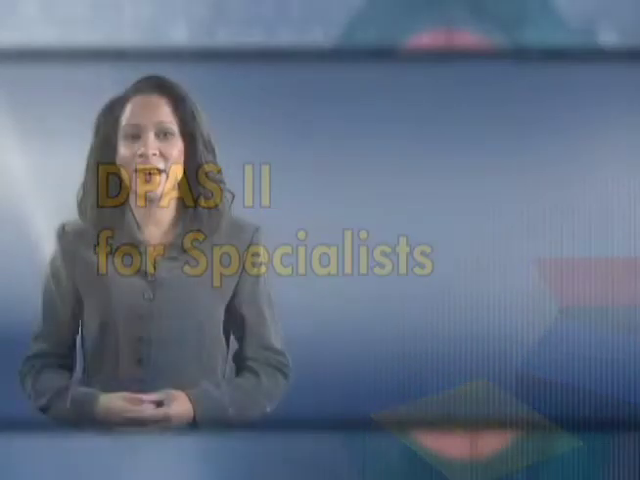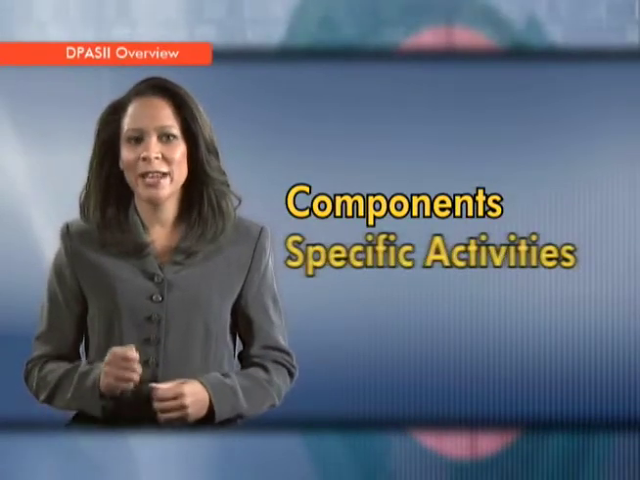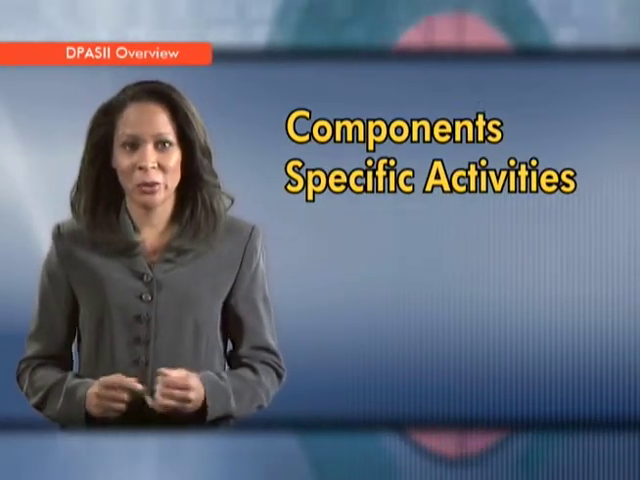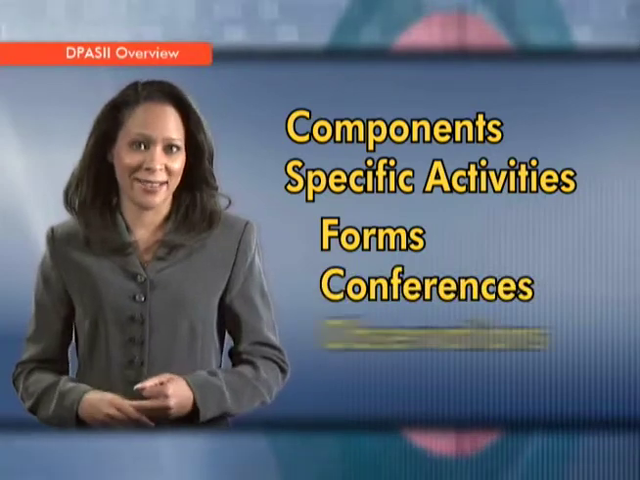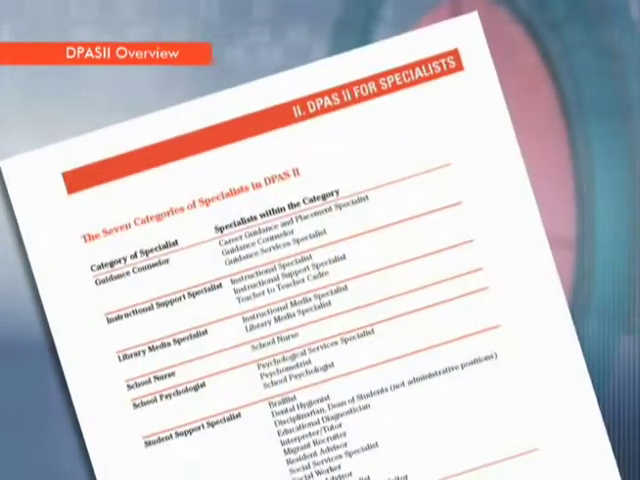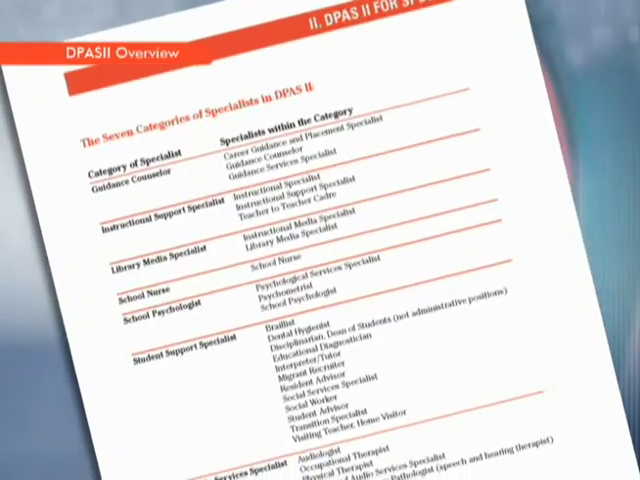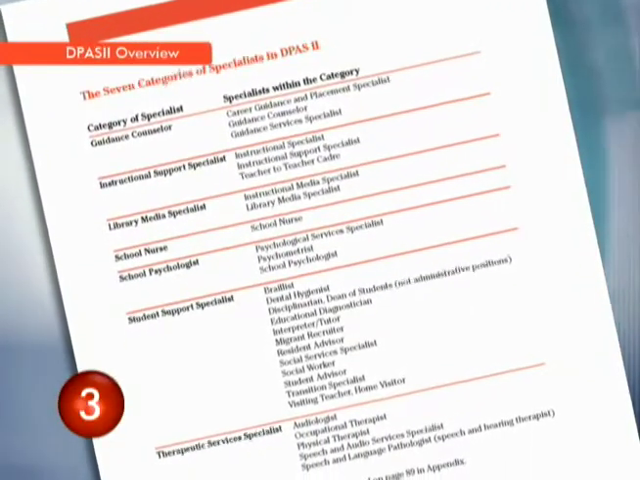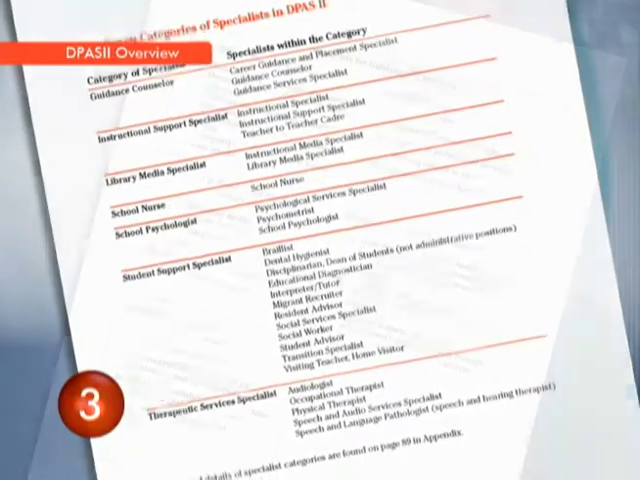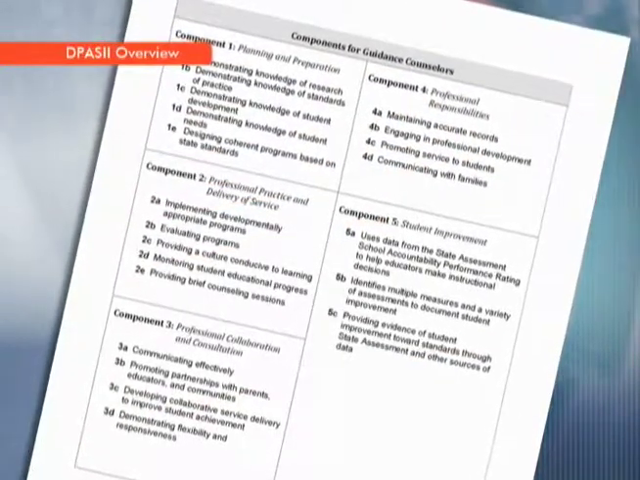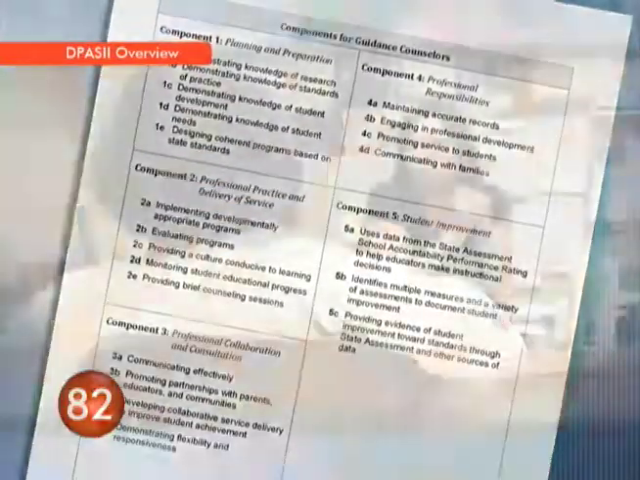This video is divided into two main sections: components and the specific activities in the process, including forms, conferences, and observations. The Delaware Department of Education uses 7 categories to classify 29 specialist jobs. The list is on guide page 3, and the details about each specific job begin on page 82. Clients of specialists can include teachers, students, and families.